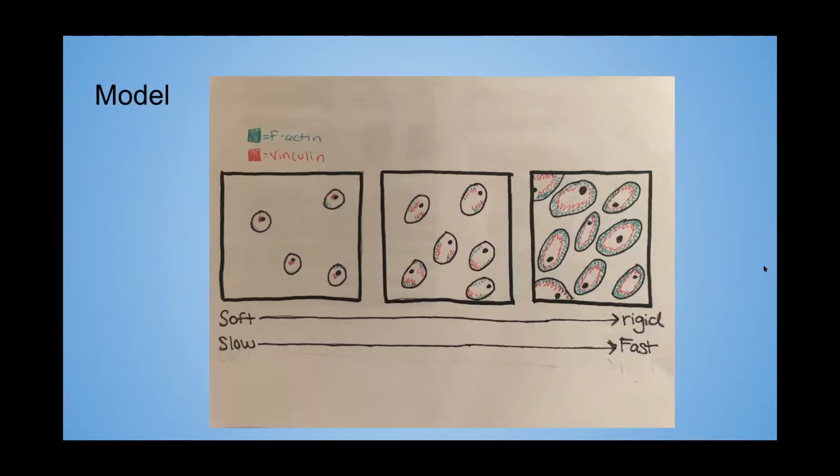So here's the model we drew to sum up most of the results. As you go more towards the right, the ECM gets stiffer. And then we tried to portray that the cells proliferated more by putting more cells towards the right, and also that they got larger as they had bigger areas. We also tried to show with an arrow at the bottom that they do get faster as it gets more rigid. And lastly, wanted to show that the cytoskeleton rearranged as the substrates got more rigid. So we tried to add more F-actin and vinculin on the cells on the right.